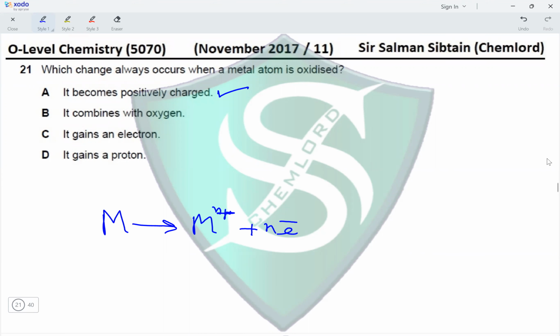Yes. It combines with oxygen. Not necessary. It gains an electron. Never. It gains a proton. Never. So the correct option for this question is option A.